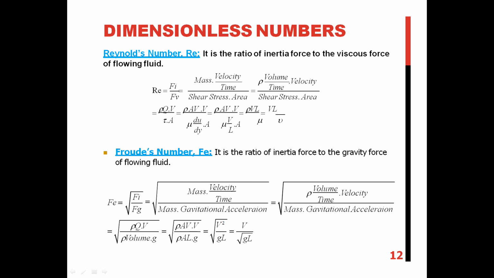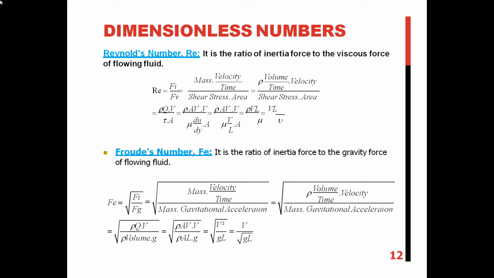And what is this Q? Q is nothing but A V. Rho A V into V divided by tau, which is the shear stress, mu du by dy into A. Substituting this, we get mu into V by L, where u is nothing but velocity V and y is nothing but length L, so mu V by L into A. So rho V L by mu, which is equal to V L by nu. So this is the Reynolds number.